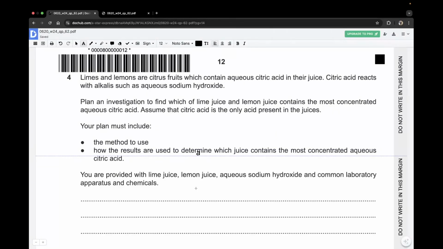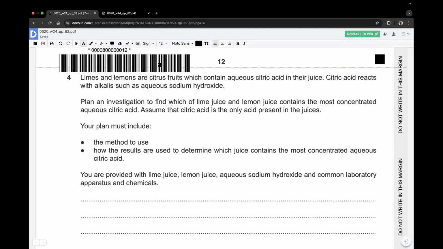Okay, now on to question 4, which is the plan and investigation question. So oftentimes what they do is they give you a question like this where you aren't really familiar with this specific experiment, right? Obviously you would not have learned about limes and lemons in the experiment. But if you look deeper, they're actually masking a simple experiment that you have already learned beneath the surface. So if you just read the question, limes and lemons are citrus fruits which contain aqueous citric acid. So the fact that it is citric acid does not matter, right? Just treat it as a normal acid. Don't confuse yourself with additional information.